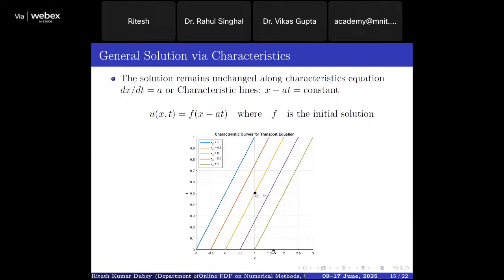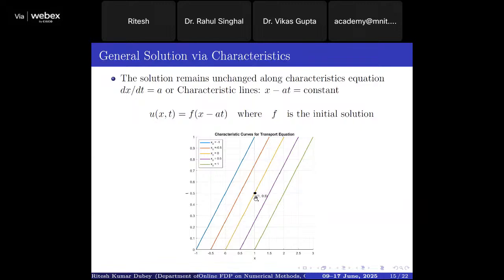So what is the characteristic line? Here you have the solution emanating, you have the x-axis, so you have x0 here, and if you look into this, the solution will remain constant along this.